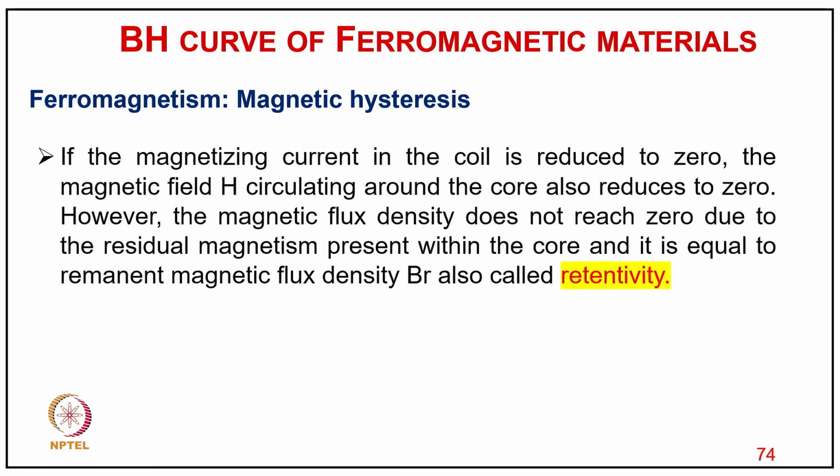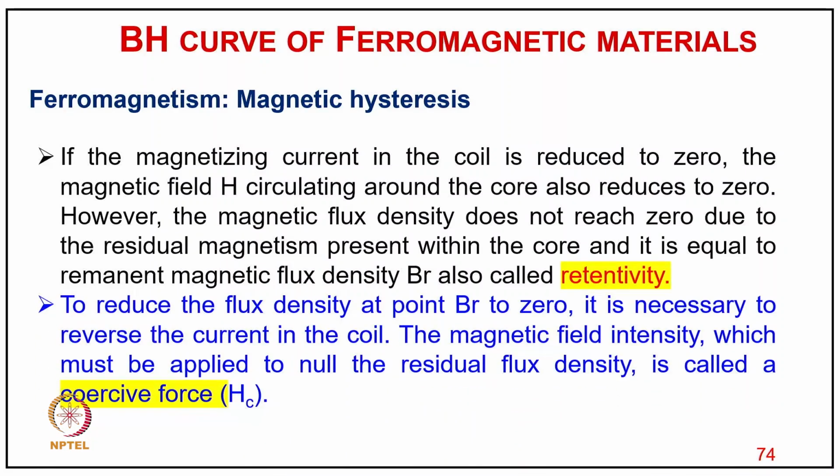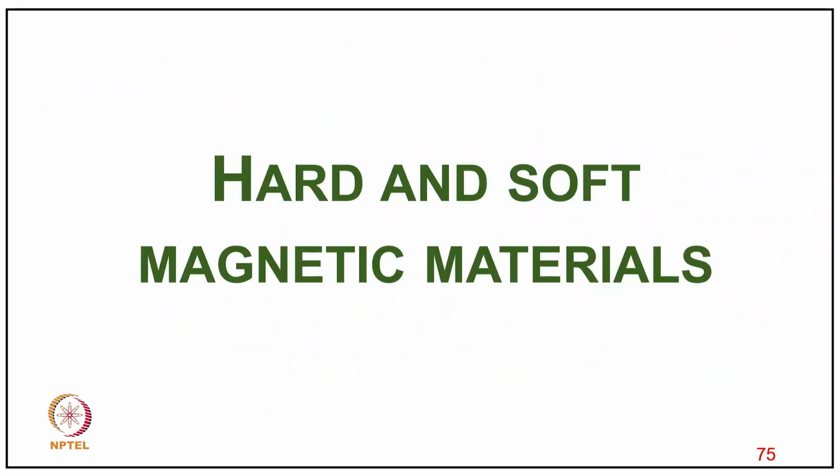So in magnetic hysteresis, if the magnetizing current in the coil is reduced to 0, the magnetic field circulating around the core also reduces to 0. However, the magnetic flux density does not reach 0 due to the residual magnetism present within the core, and it is equal to the remanent magnetic flux density Br, also called retentivity. To reduce the flux density at point Br to 0, it is necessary to reverse the current in the coil, and the magnetic field intensity which must be applied to null the residual flux density is called the coercive force.